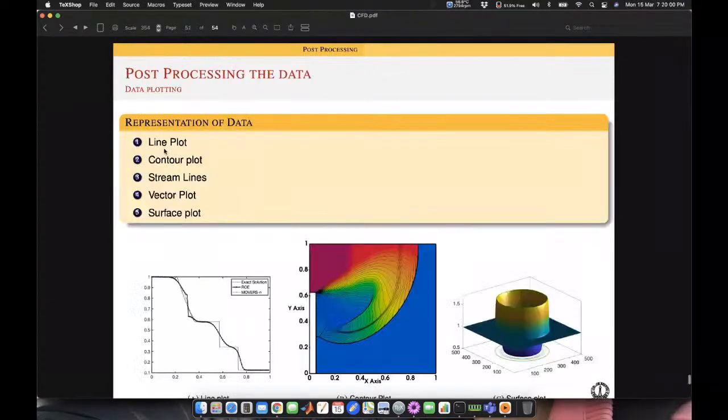So in the post-processing of data, what will you see? You have data now in your hand. You can create a line plot, that is shown in figure 1. You can plot the variation of density, pressure, temperature, and all the stuff at a given point. That's called a line plot. You can have contour plots. There are two kinds of contour plots: field contour plots and line contours.